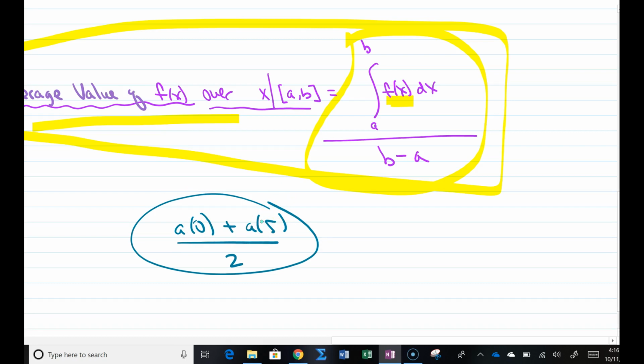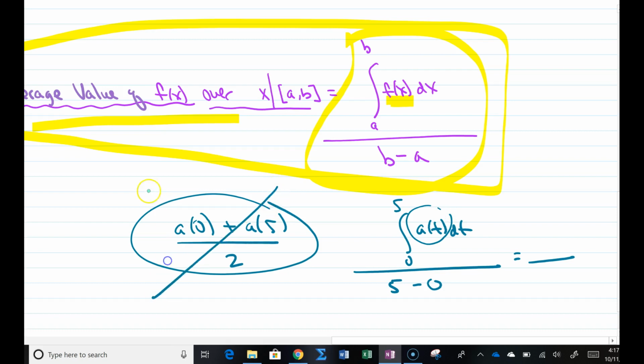The average acceleration over the interval from 0 to 5 would be the definite integral from 0 to 5 of a of t dt, all divided by 5 minus 0. And you want to compute this and have the correct units. The units here would, of course, be the same as the units for the integrand. This is the single most popular incorrect thing to do.